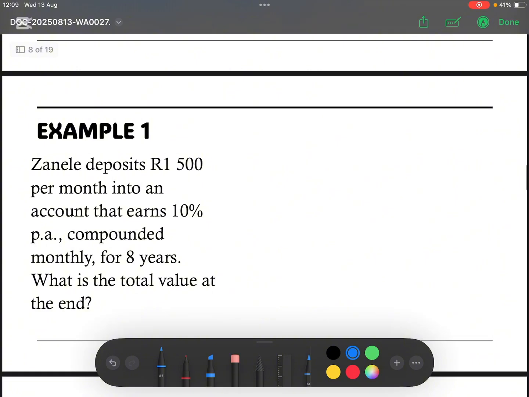So now let's look at an example based on that. Example number 1: Zanele deposits 1,500 per month into an account that earns a 10% interest rate compounded monthly for the period of 8 years. So now we want to know what is the value at the end of this 8 years. So now we're going to write your formula, future value, which is equal to X times (1 plus your interest rate) to the power n, subtract 1. Then you divide everything by the interest rate.